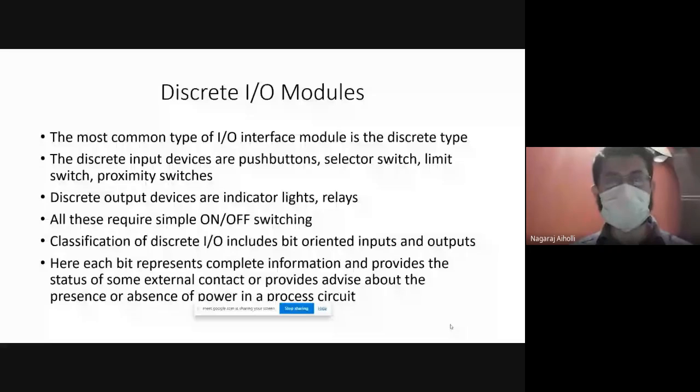Whereas in digital there are only two states, either the high state or the low state, that is 1 or 0, on or off. Such modules are called discrete input output modules. They have only two states, either 0 or 1, that is off or on state. The most common type of IO interface module is the discrete type.